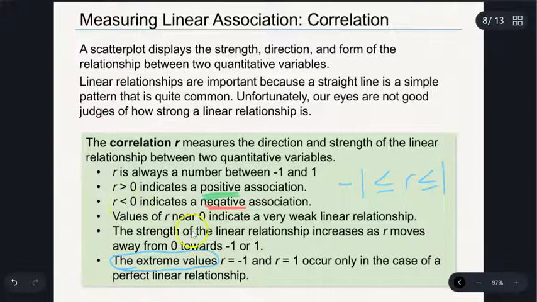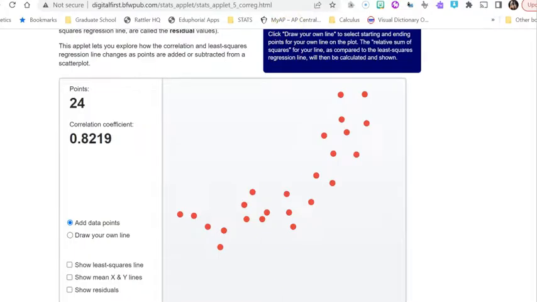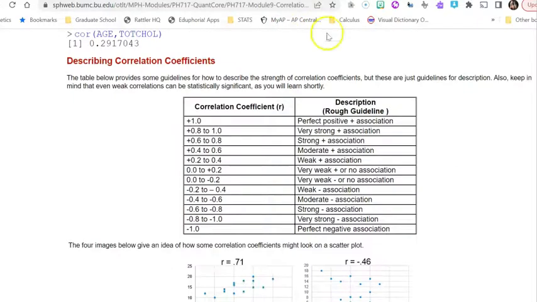So the question is, what is considered strong and what's considered weak? Well, there's a lot of schools of thought on this, and I'm going to show you one of them. So here is one university, and these are their guidelines to what R represents. +1 is a perfect positive association, -1 is a perfect negative association. So now let's start moving in from the poles.